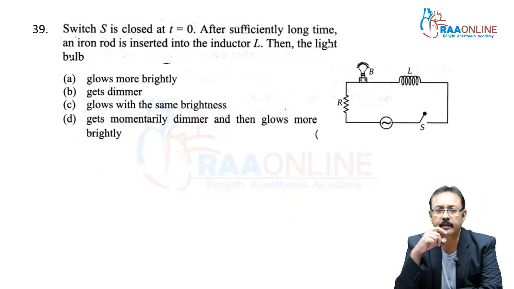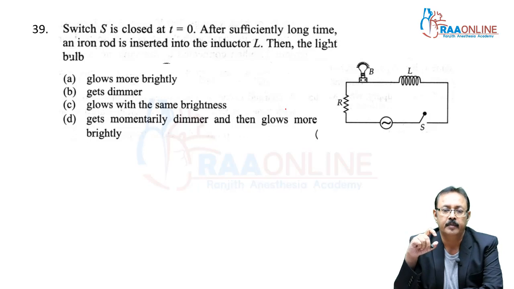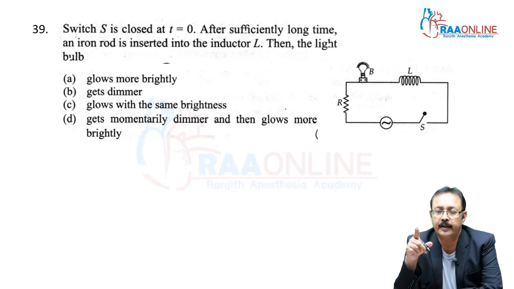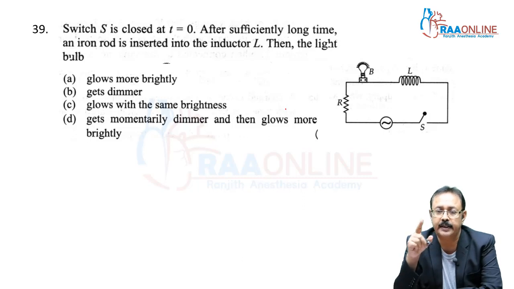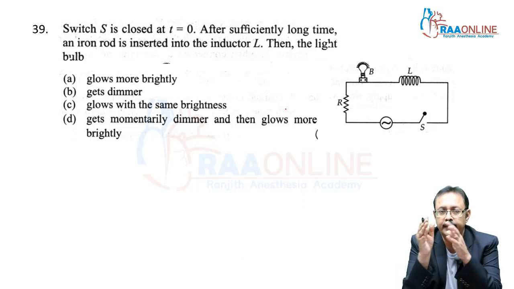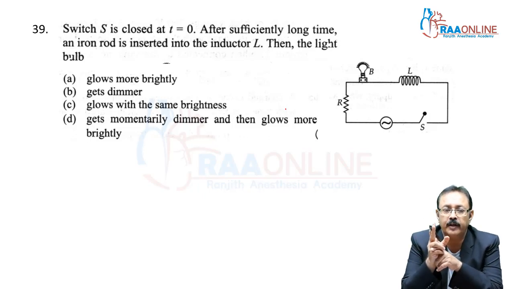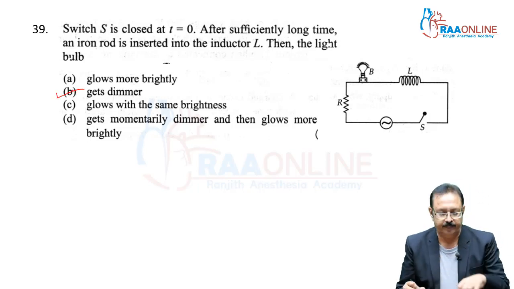Next, 39th. Switch S is closed at t equals 0. After a sufficiently long time, an iron rod is inserted into an inductor. Iron rod inserted into the inductor means we are increasing the value of XL. If we increase XL, the voltage across L increases. They are in series, so the voltage is divided into two parts. If that part increases, the voltage of the bulb will decrease. So it will get dimmer. So we are going with option B.